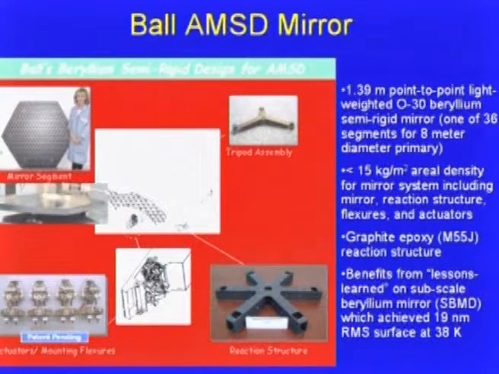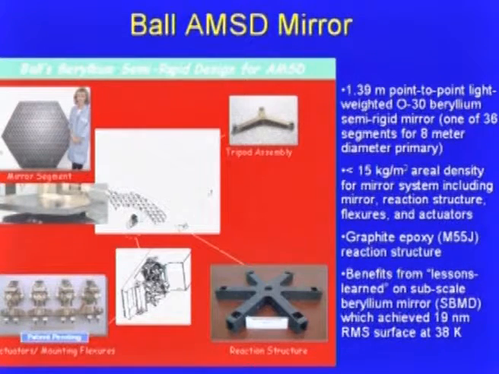There are 3 vendors that are providing AMSD mirrors for NASA. This stands for, again, Advanced Mirror System Demonstrators. And unfortunately, I can't say very much more than what I can show on these slides. Ball is one of the vendors. These mirrors are all about 1 meter across, and all of them meet the areal density requirement for NGST. The reaction structure here is graphite epoxy. There are these cryogenic actuators which go between the reaction structure and the mirror segment. It's a lightweighted geometry here, in this case beryllium for Ball.